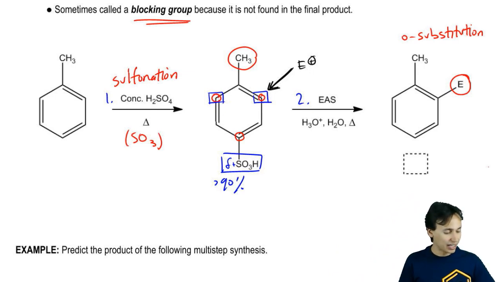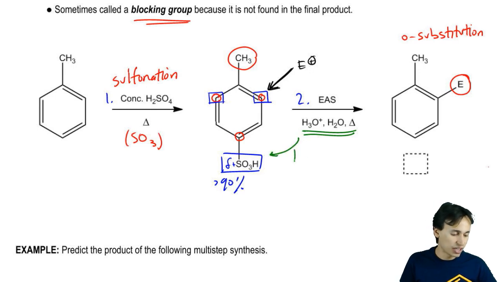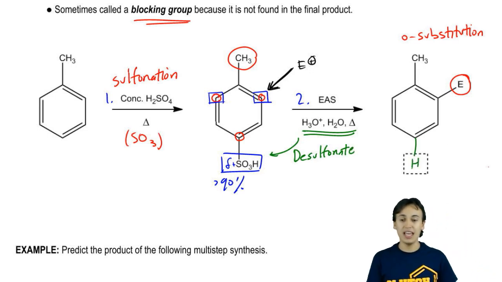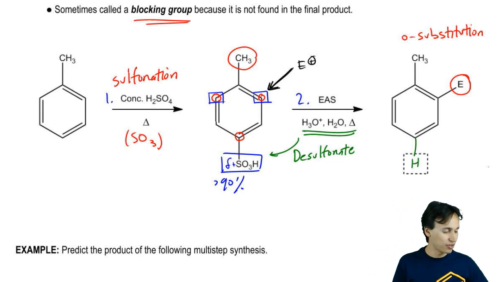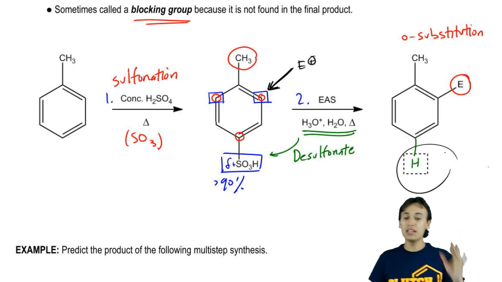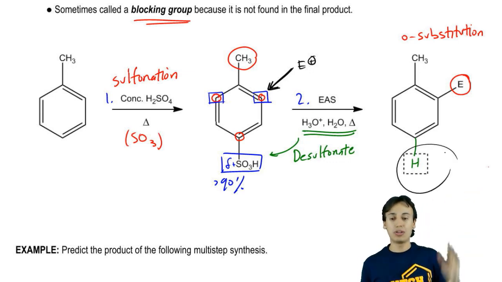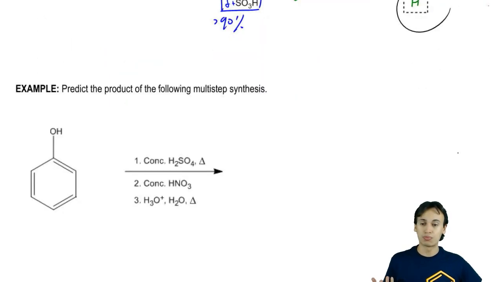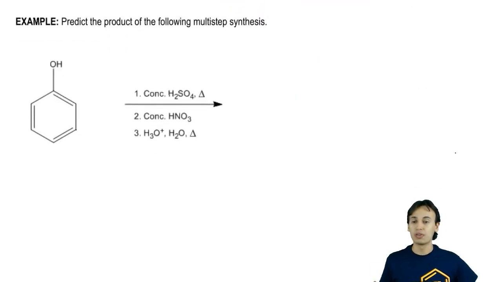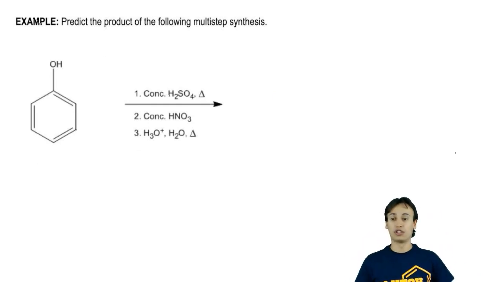After my electrophile has added, then I can use my dilute acid to desulfonate. And what I wind up getting is just a hydrogen here. So in the end, it's called a blocking group because it's not found in the final product. It was there simply to block the para position and allow me to produce ortho substitution. All right? So guys, that's the whole point behind this topic. Let's go ahead and do a practice problem to really reinforce this. So predict the product of the following multi-step synthesis. Do all 3 steps, and then I'll show you guys how it works.